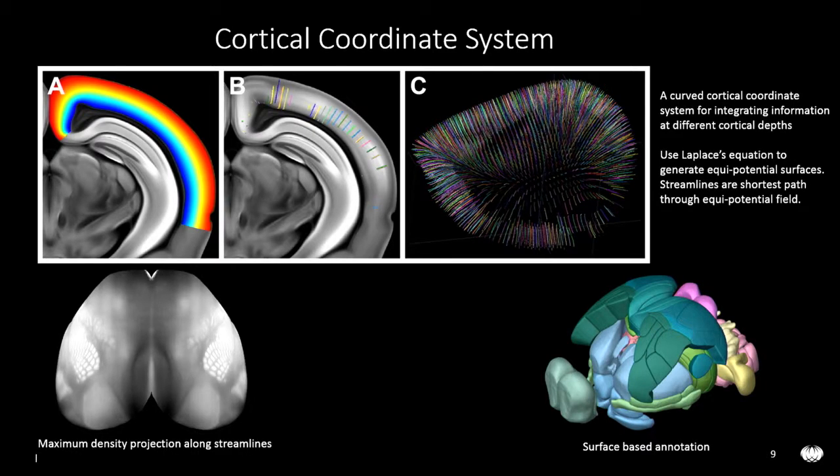So with these streamlines, now we can integrate the information between different layers. For example, by doing a maximum intensity projection from inside the brain to the top surface, on the right side, we can see the different patches of the cortex. We can see the barrel field, we can see the somatosensory and primary visual and auditory areas. And also, in the other direction, you can project the information from the surface down to the brain. And with that, you can do the so-called surface-based annotation. And later on, Quan Xing will talk more about this.